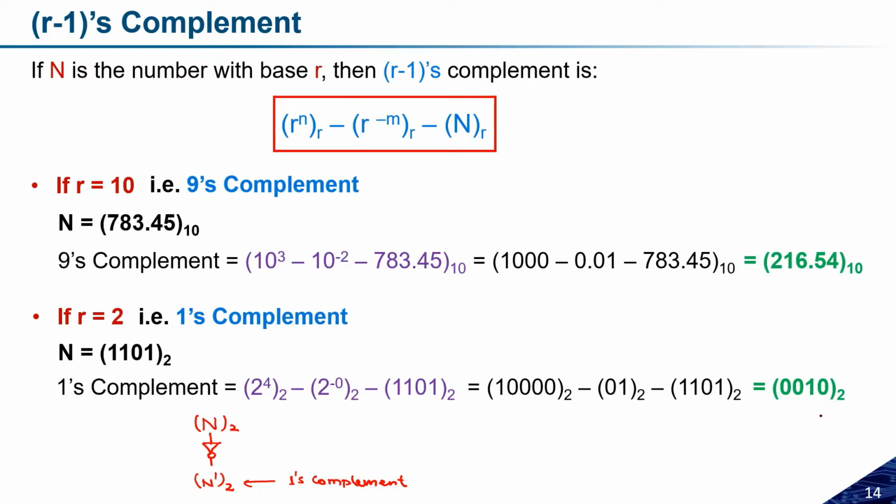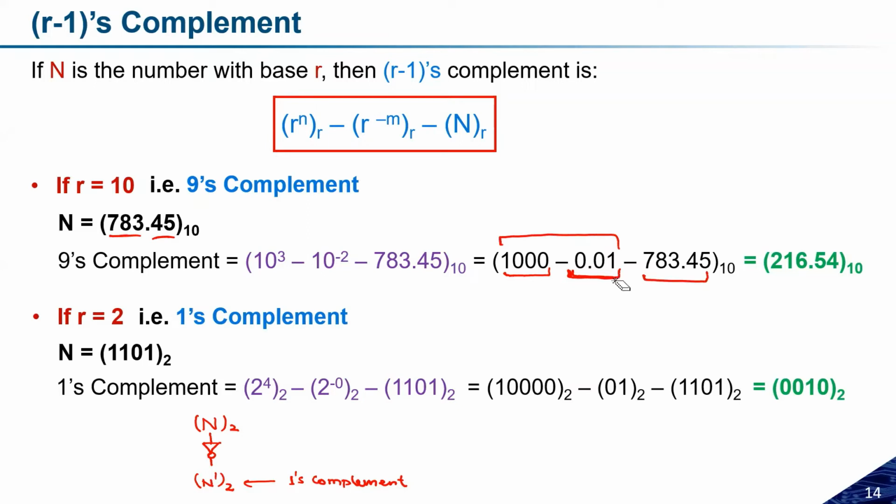To calculate it, let us try to understand the fundamentals of this. If you see this formula, this particular part is based on the fractional part. 0.01 is coming from there, and 1000 is coming from the integer part. Suppose I subtract, and if you see this number, this is the actual number which we have.